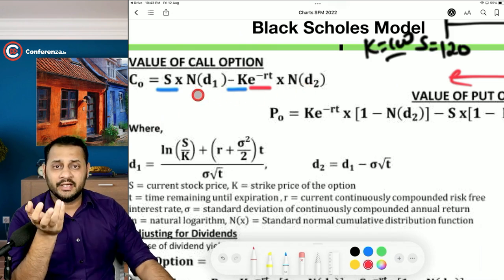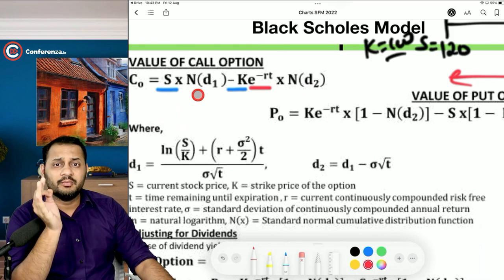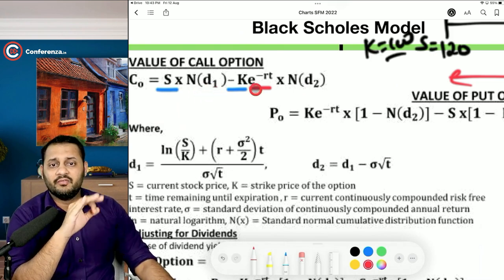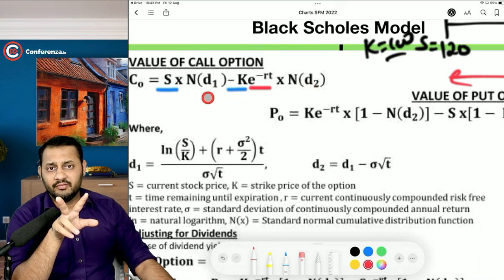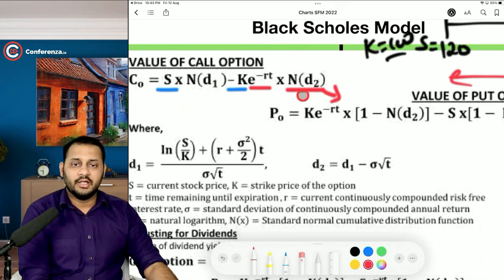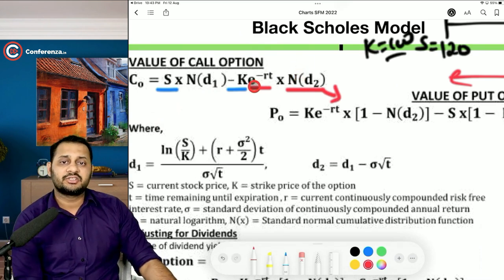What do you mean by N? N is the normal probability distribution value of D1 and D2. ND1 and ND2, this is ND2. See, one thing: ND2 is being multiplied with the strike price.